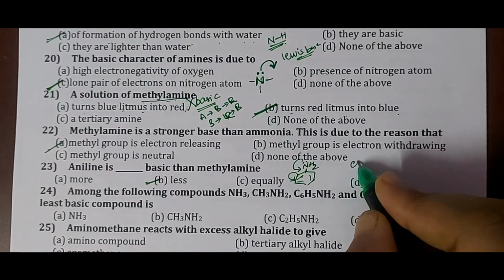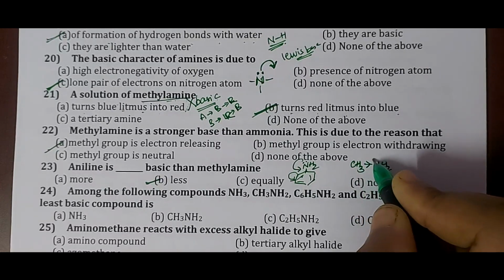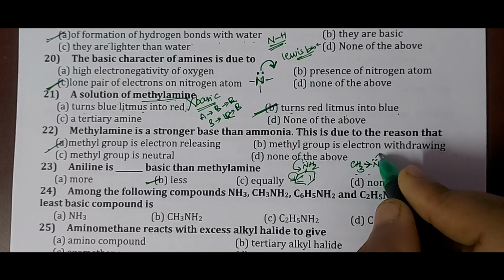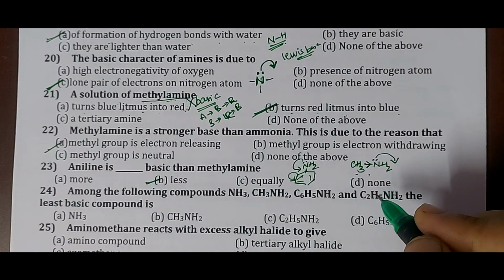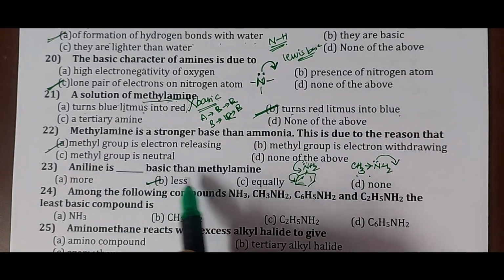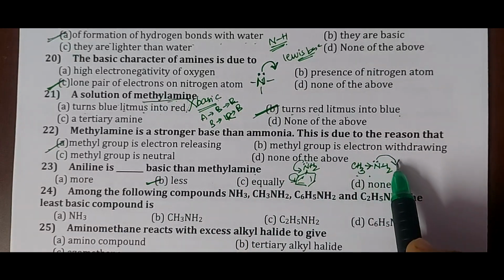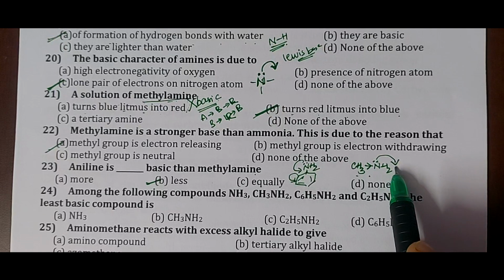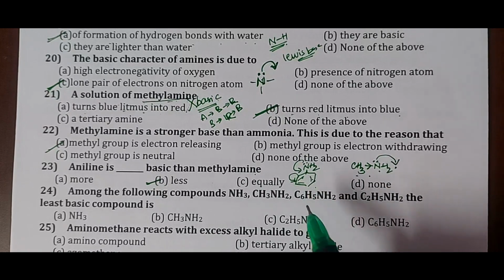But in the case of methylamine, what happens? Due to the electron releasing nature of the methyl group, the lone pair of electrons is easily available for donation. Hence the correct answer is aniline is less basic than methylamine. That is, greater the ease of donation of the lone pair of electrons of nitrogen, greater is its basicity. So methylamine is more basic, aniline is less basic.